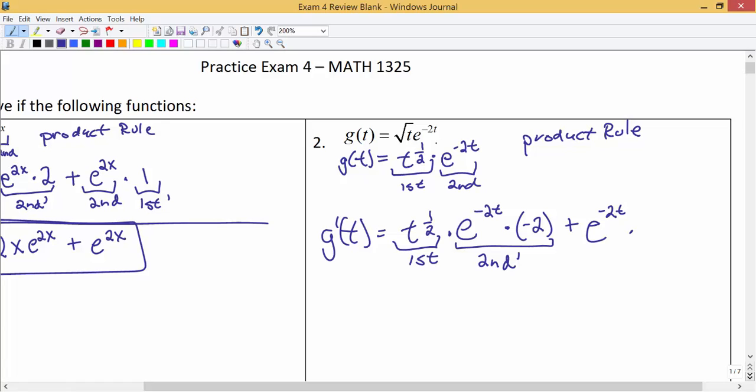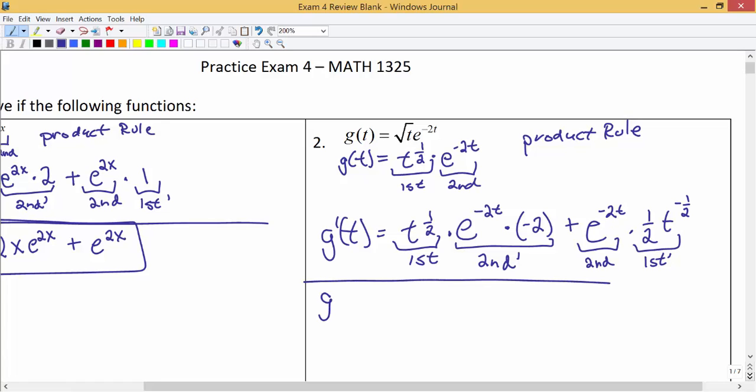So this time we have t to the 1/2 power, so we're going to use the power rule. That would be 1/2 times t, reduce the power by 1, so we get negative 1/2. Alright, we clean this up a little bit. I'm going to go ahead and bring the negative 2 out to the front, since that's a constant factor. That gives me negative 2 times t to the 1/2 power, and then times e to the negative 2t power.